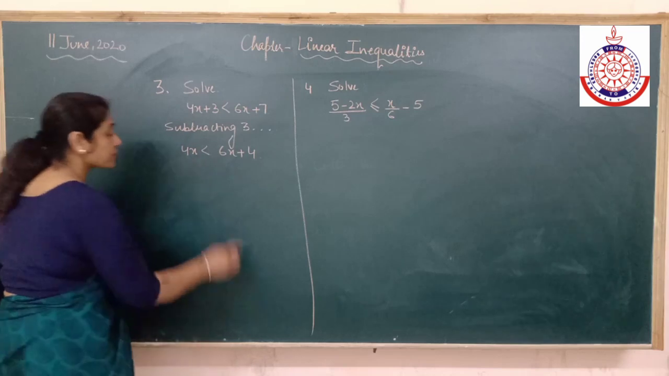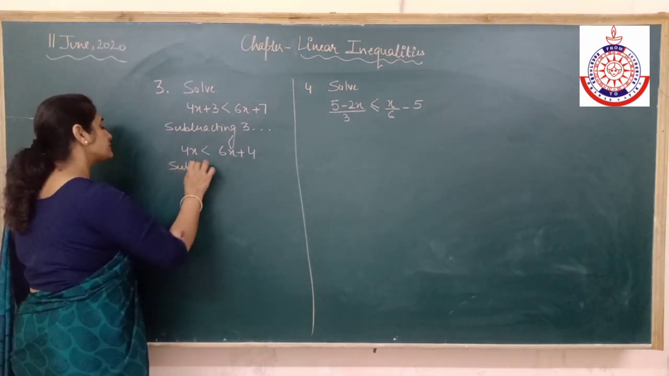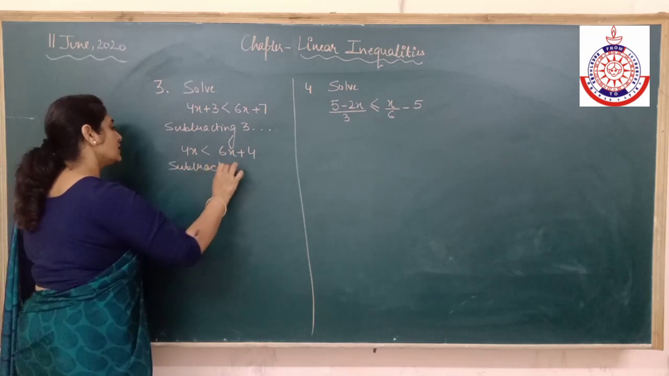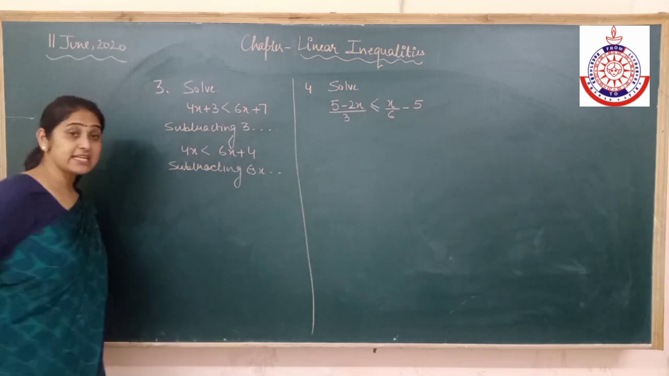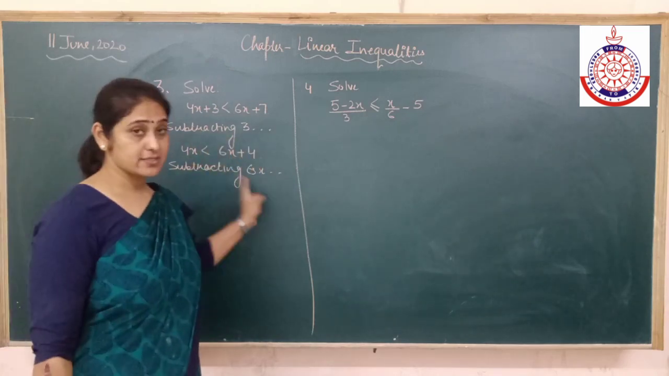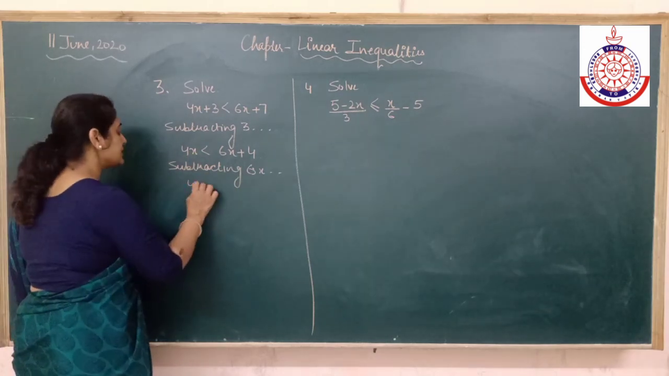Now what? I need 6x this side. Subtracting 6x from both the sides. In the next example, even I am not going to write this. Alright. That you have to do it. Subtracting 6x from both the sides.